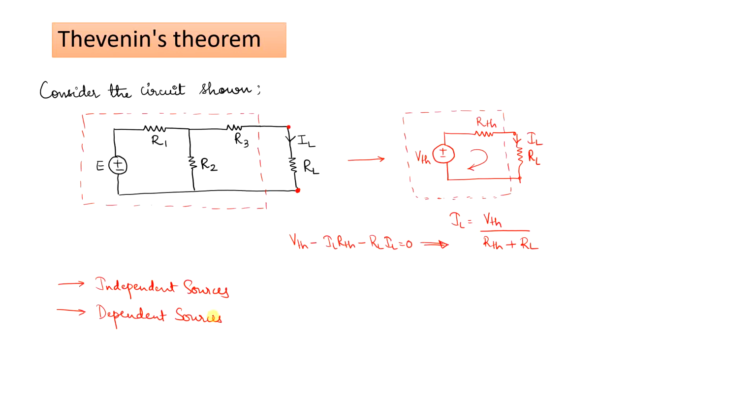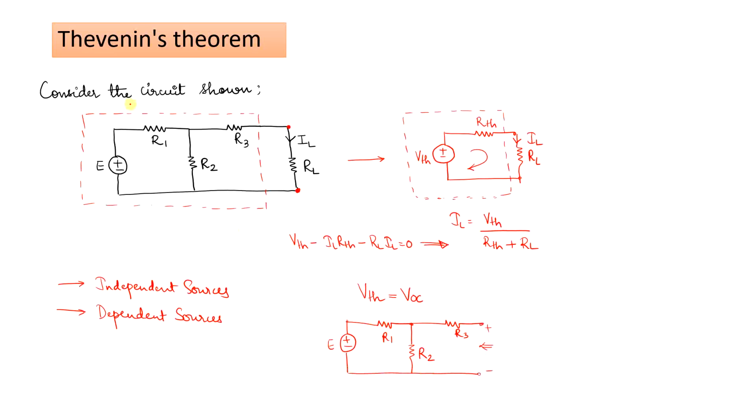Another thing to note is that this Thevenin voltage that we are computing is also called the open circuit voltage, so we can call this VOC. Thevenin voltage is called the open circuit voltage because we compute it with all the sources being present.